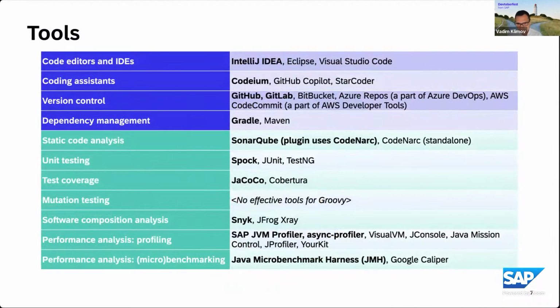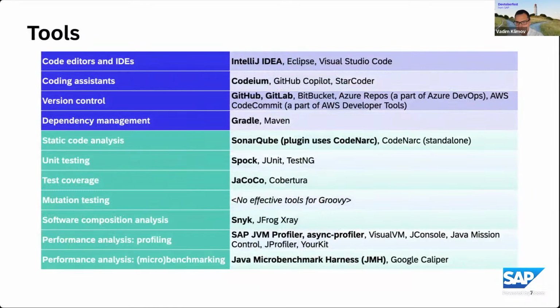So I would like to highlight that IntelliJ IDEA is very powerful for Groovy development. Although those of you who are comfortable with Eclipse and Visual Studio Code will find a plethora of extensions and plugins. We have coding assistance where I would like to highlight Codium, which worked really well with Groovy development. Although a lot of developers I know use GitHub Copilot, that one shined well with Java, but it was outperformed by Codium for Groovy development.